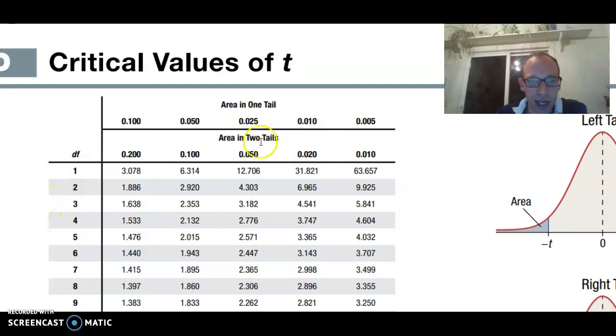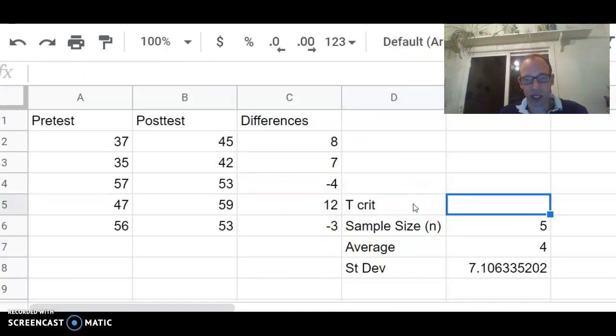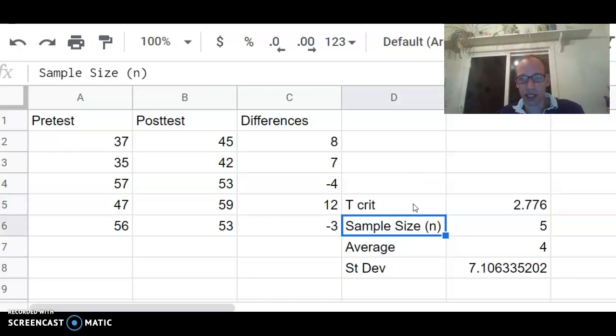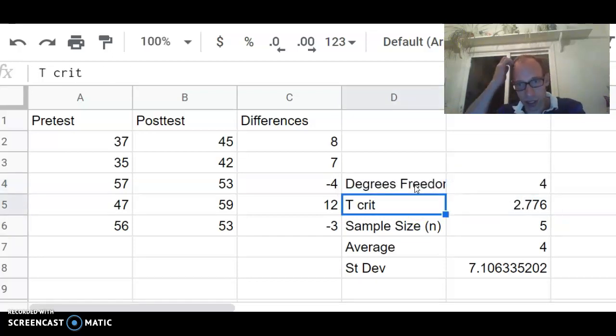And since I want the area in the two tails to total 0.05, which is 0.025 in each one, that will give me 95% confidence. If I subtract 0.95 from 1, I would get 0.05. And that gives me 2.776 as my critical t. So call this 2.776. Just throw the degrees of freedom on there to have everything there. And let's return to that formula now.